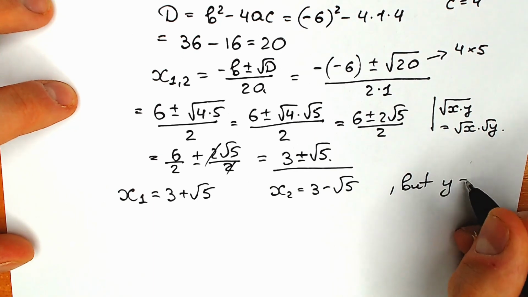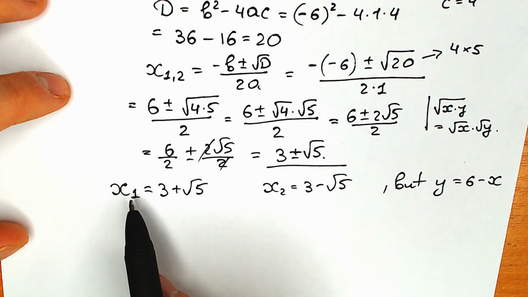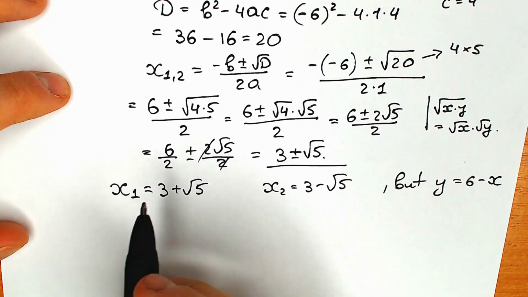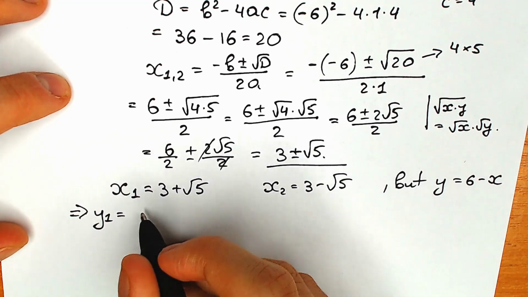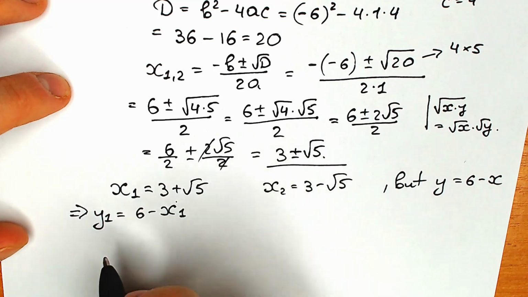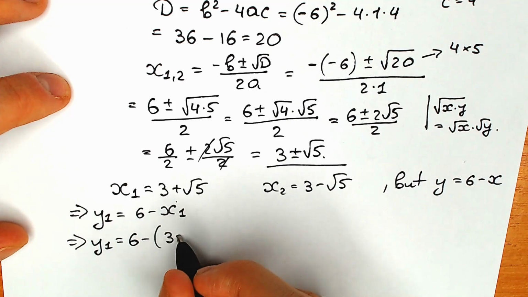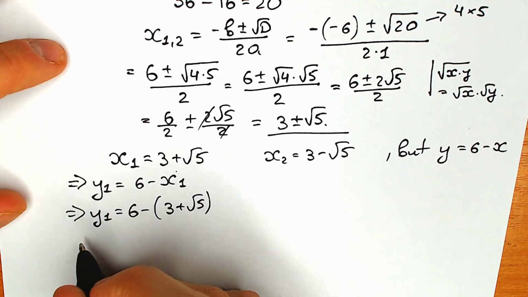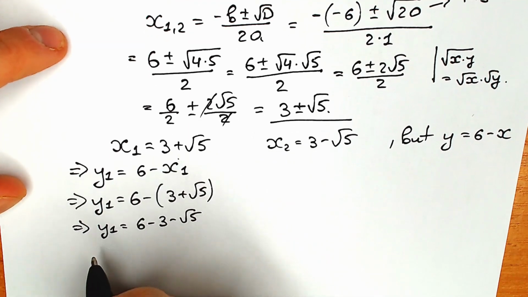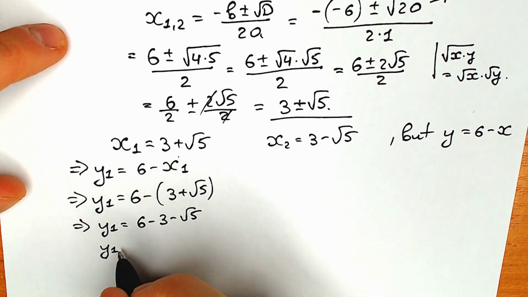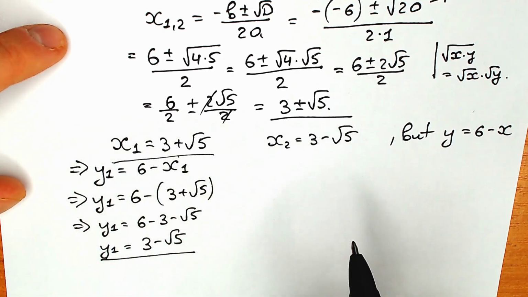So we have that our y equal to 6 minus x. So right now let's find our pairs, because we need to find x and y, yeah? So right now let's find our y first. Our y first equal to 6 minus x first. So 6 minus 3 plus square root of 5. So our y first equal to 6 minus 3 minus square root of 5, so our y first equal to 3 minus square root of 5. So this is our y first, this is our x first. So we already have one pair.